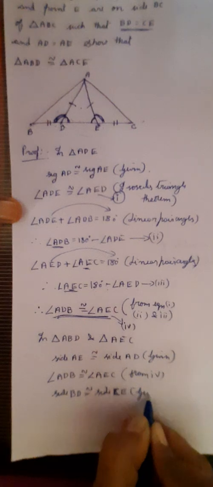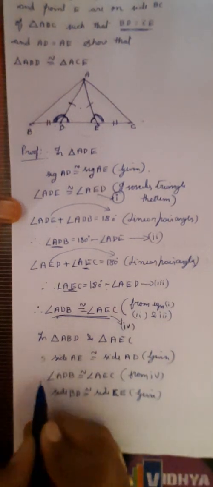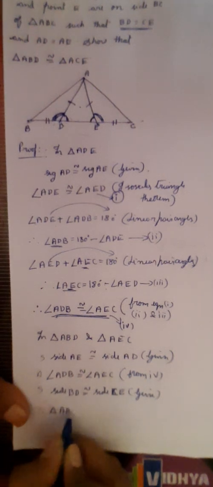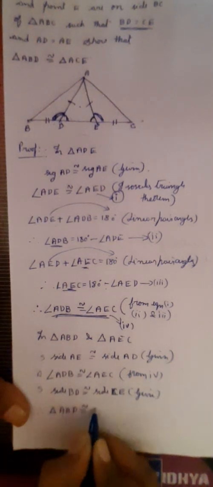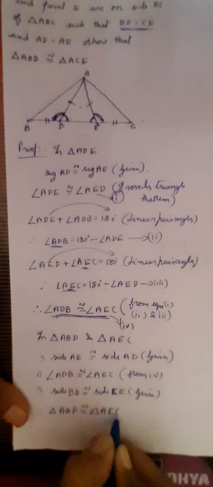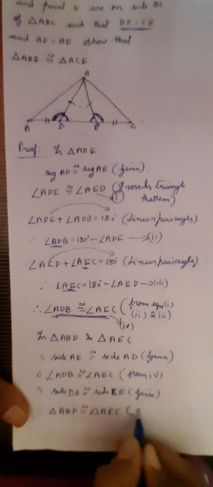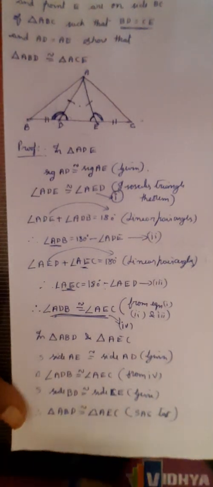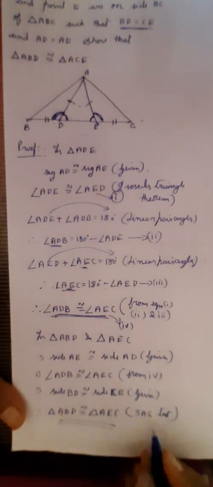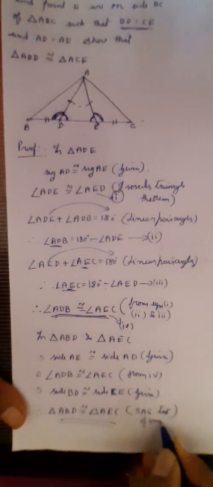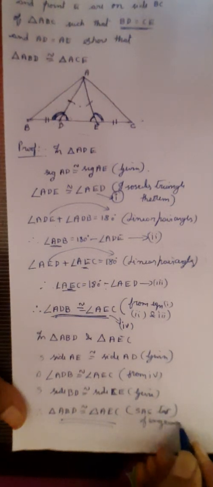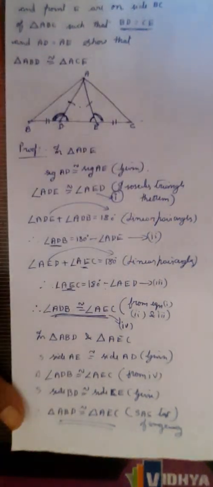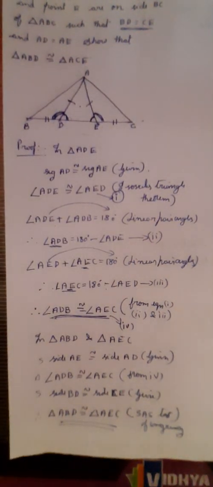This is also given. So we can say that by the side angle side test, therefore, triangle ABD is congruent to triangle AEC. Side angle side test. So this is the proof, the test of congruency. This is the proof of whatever was asked in the question. ABD is congruent to AEC.